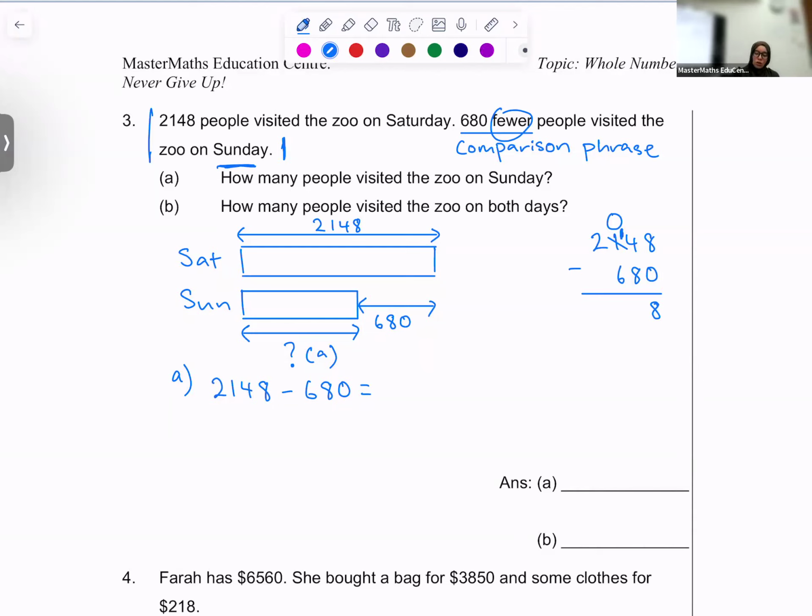All right. So the 1 goes to 4. Now the 4 becomes 14, right? 14 minus 8 is what?